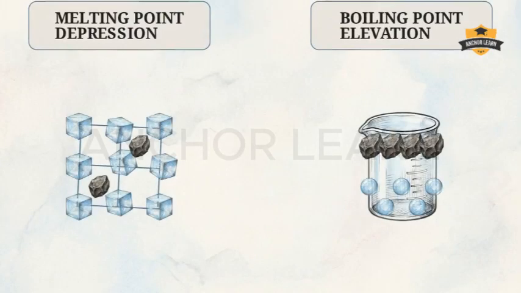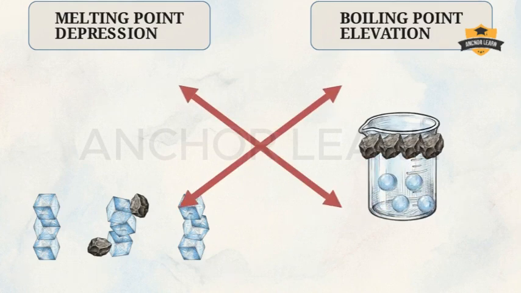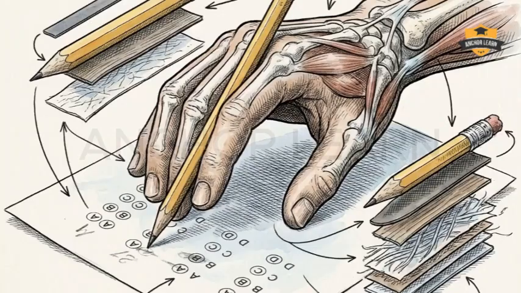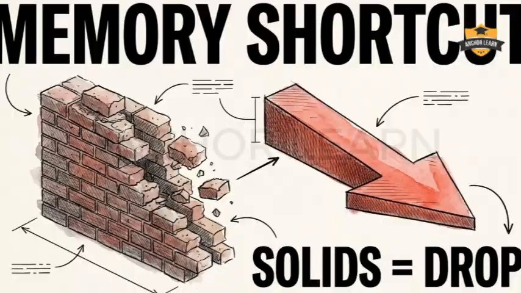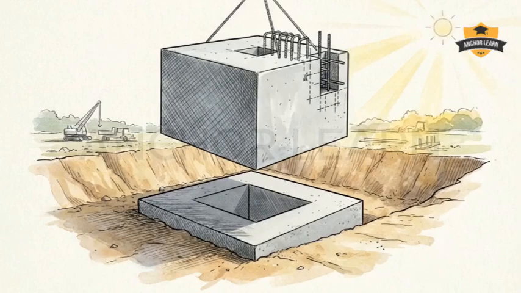The board includes that distractor because they know unprepared students confuse melting point depression with boiling point elevation. They want you to second-guess the mechanics. Apply the sharp logic. Impurities weaken solid structures, dropping the melting point, but they trap escaping liquids, forcing the boiling point up. Solid work, Catalyst.